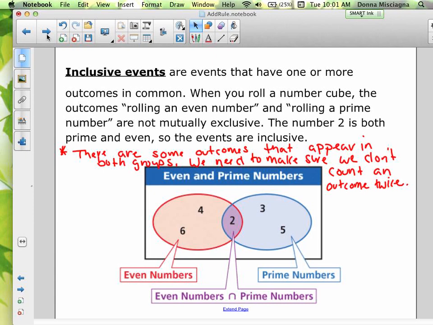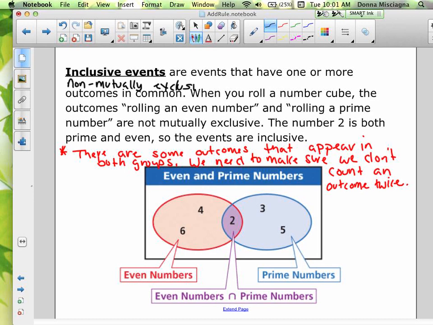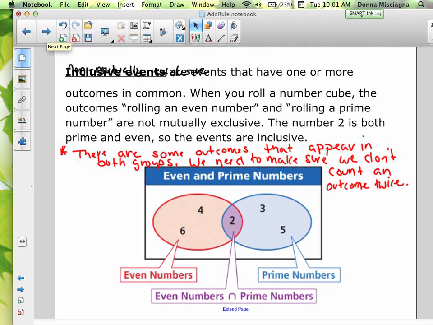So over this word, you could put for inclusive events, you could also put non-mutually exclusive. Sometimes it's referred to as that. Non-mutually exclusive. So those are, whoops, there goes more sticks on the floor. I'll put it above.